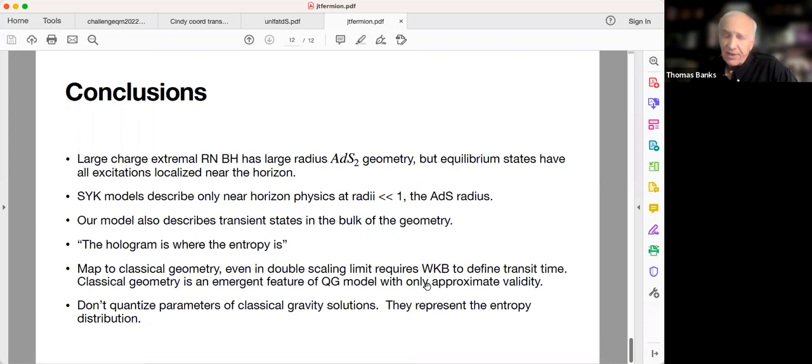In these systems, the reason you don't quantize the parameters is because the parameters of the classical gravity solutions are describing bulk thermodynamic features of the equilibrium ensembles of the model. You do not quantize bulk thermodynamics or bulk hydrodynamics. You only quantize hydrodynamics when you're studying small excitations around a ground state. When you have a high entropy state, you don't quantize hydrodynamics. And that's what I have to say today. Thank you for your attention.